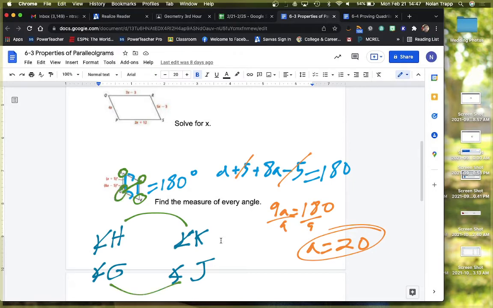So when I plug 20 in, what's 20 plus 5? 25. I know this one equals 25, but so does that one. And this one, if I plug it in, 20 times 8 is 160. 160 minus 5 is 155. So these are both 155. I have my answers. I'm good to go.